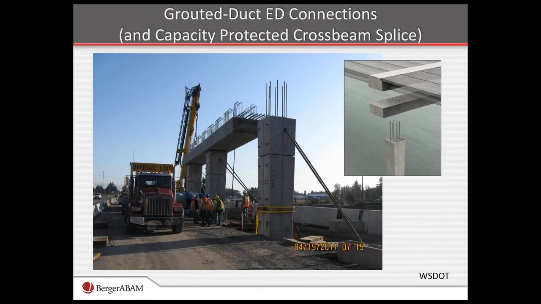This shows another application of the grouted duct, in this case energy dissipating connections, where you've got a column shown in the middle photo there, and then the cap beams placed over these bars. This is a two-stage cap beam, so the bars extend through the first stage and into the upper stage, as shown in the graphic to the right. Also shown in the slide is, in this case, we have 4 columns. There are 2 cap beam pieces. Those were grouted in the center.